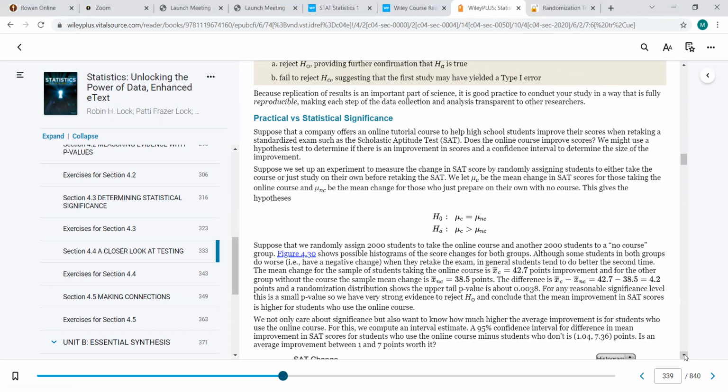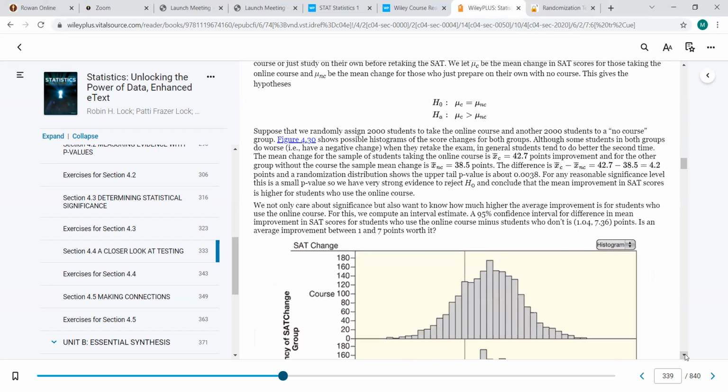Now, of course, you could say, oh, well, I'm getting a 42.7 point increase by retaking the test if I take this course. But look, on average, people naturally get a 38.5 point increase without taking that course. Is it worthwhile taking the course? And the only difference is 4.2 points. Well, if it costs maybe $1,000 or so to pay, is it worthwhile getting that additional 4.2 points on your SAT scores?